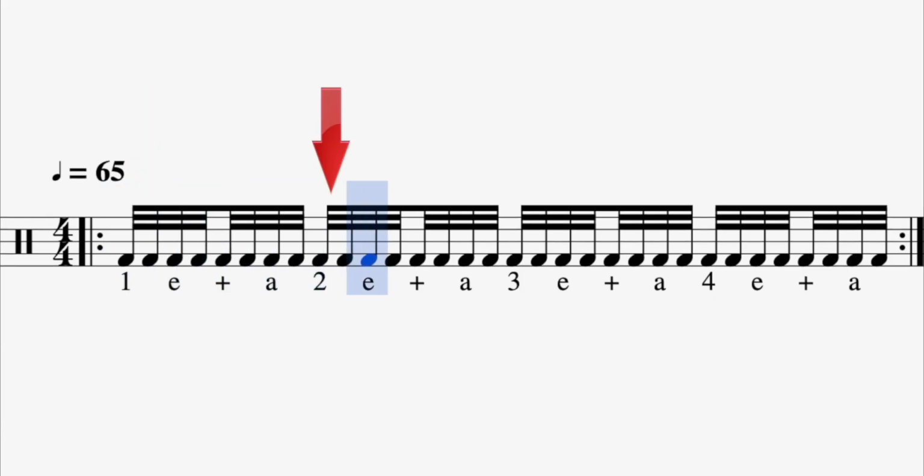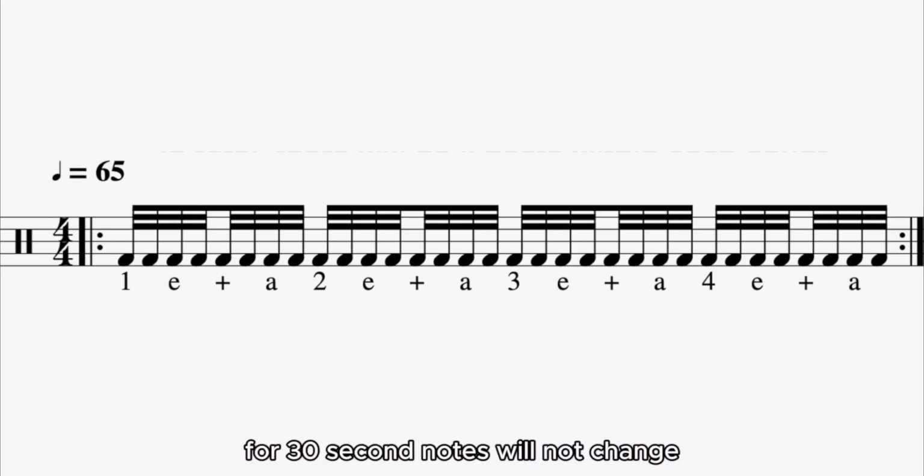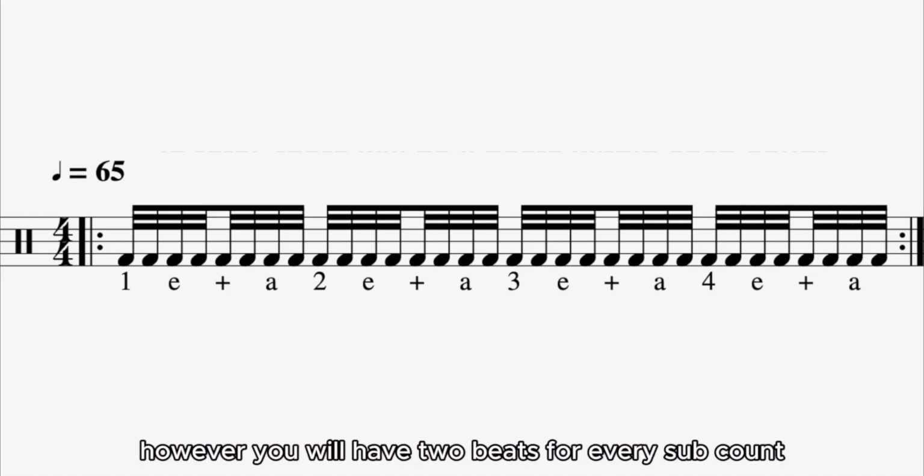1 e and a 2 e and a 3 e and a 4 e and a. So like I said, the subcounts for 32nd notes will not change. However, you will have 2 beats for every subcount.